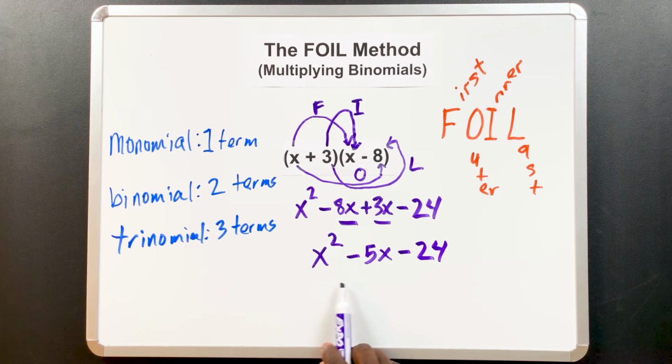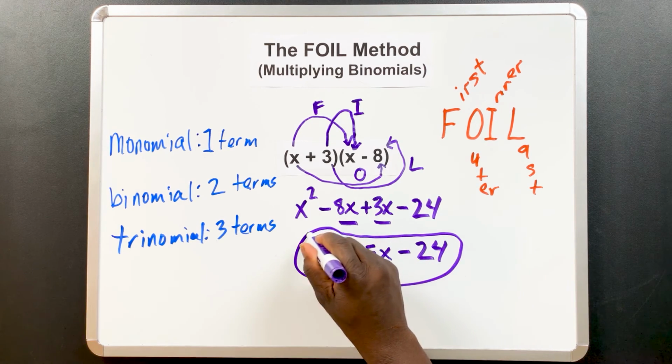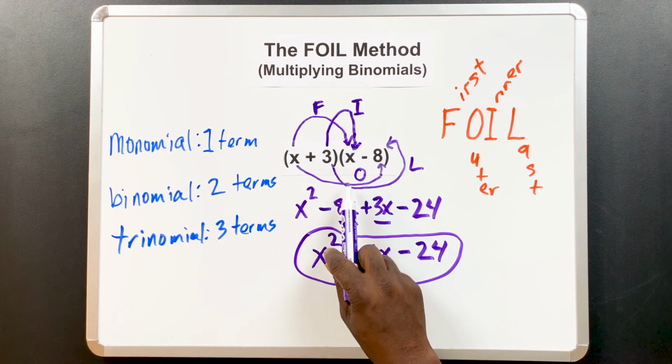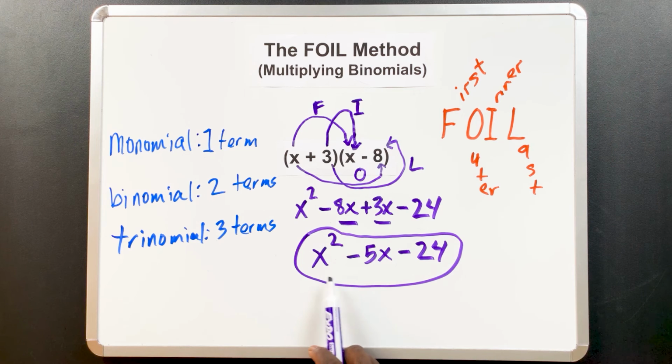So we have 3 terms in this expression. They're all different. We can't simplify this anymore. This is our final answer. So the product of the quantity x plus 3 times the quantity of x minus 8 is equal to x squared minus 5x minus 24.